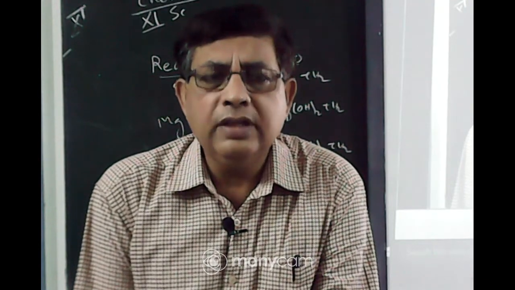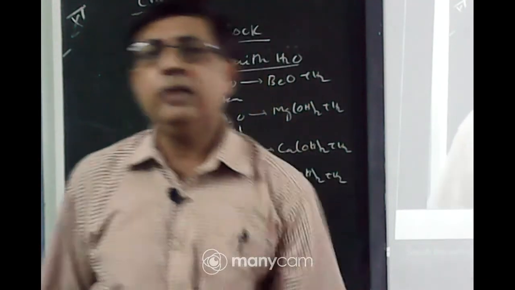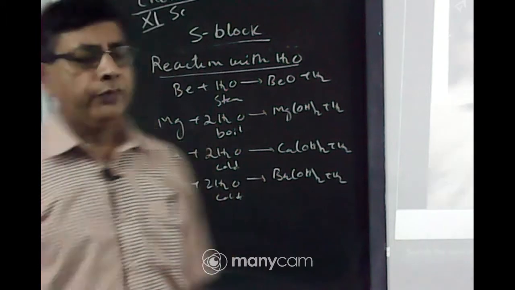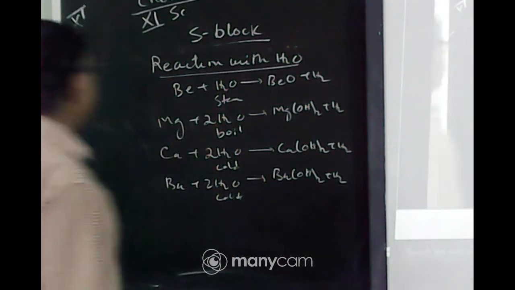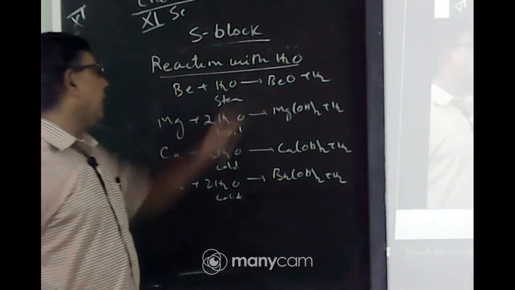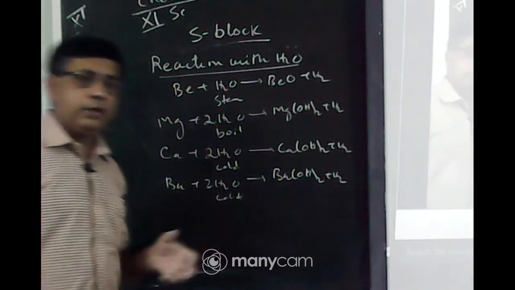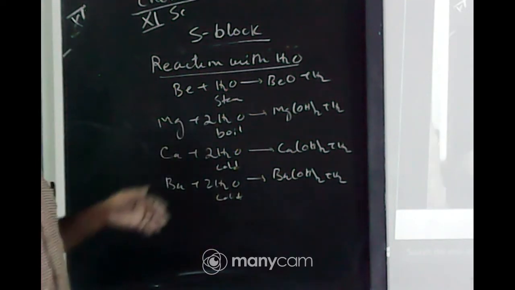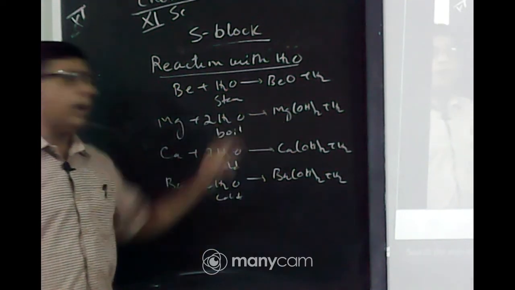Beryllium has the least reactivity. Why is it least reactive? Because it has a very high IP value. So, due to its least reactivity, it reacts with steam to form oxide and hydrogen. Magnesium reacts with steam, but it also reacts with boiling water to form magnesium hydroxide and hydrogen.